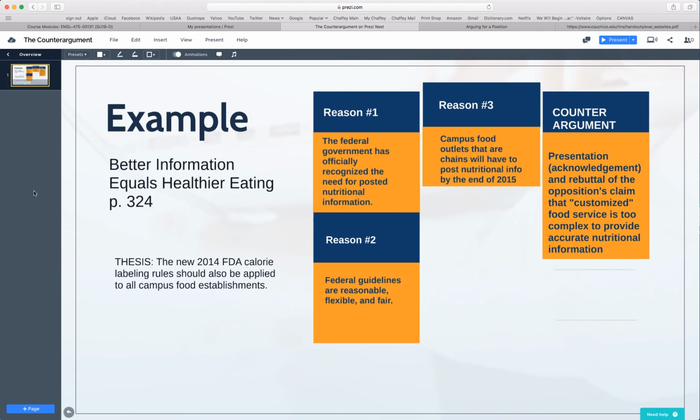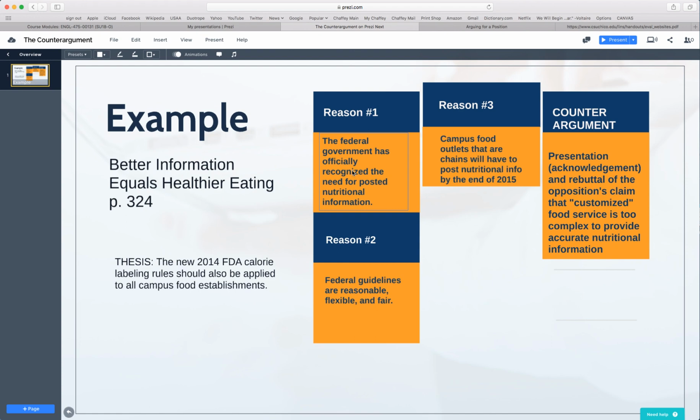Go in here. So, better information equals healthier eating. This comes from your book on page 324. Essentially what a writer does here, and you can see by the thesis, is she argues that the new 2014 FDA calorie labeling rules should also be applied to all campus food establishments. So she's just saying, hey, we have this new rule from the Food and Drug Administration about labeling calories, and this should be true for all of our campus food places.